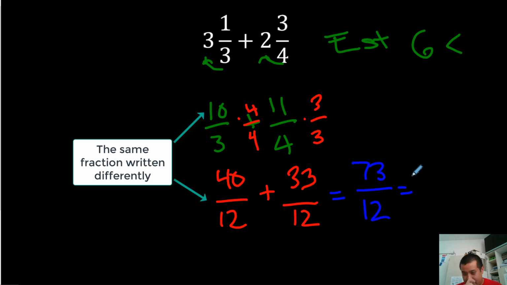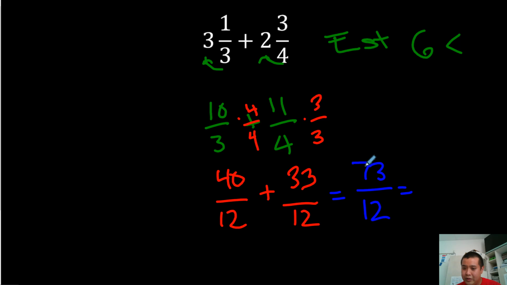Now we need to figure out how many times the 12 goes into 73. We know that 6 times 12 is 72, which is really close. So we have 6 as our whole number. Then we're going to have a leftover of 1 after we subtract 72 from 73. So we get 6 and 1/12.